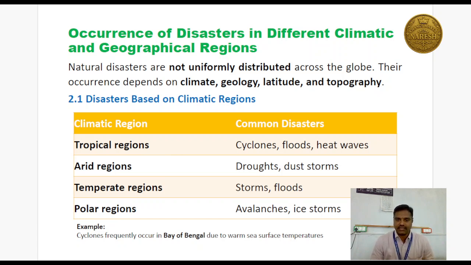In arid regions, we find droughts and dust storms. Then in temperate regions, we find storms or floods. In polar regions, avalanches and ice storms, like the Arctic and Antarctic regions, which I just mentioned. So cyclones frequently occur in the Bay of Bengal due to warm sea surface temperature. That is the best example.